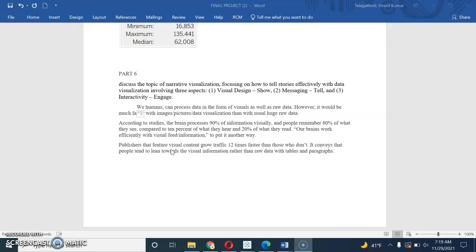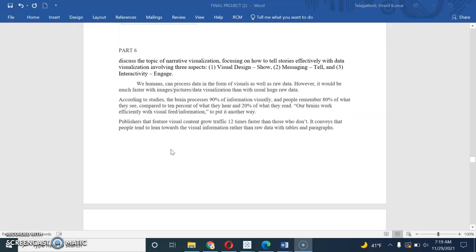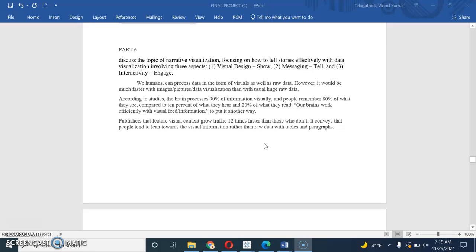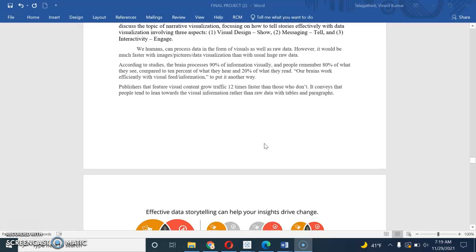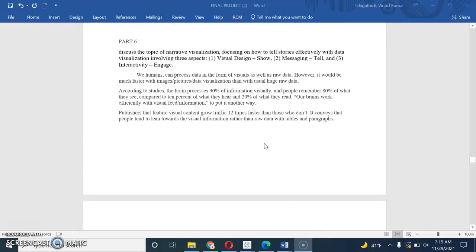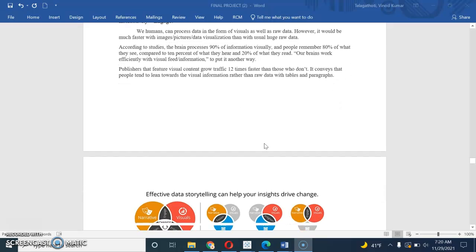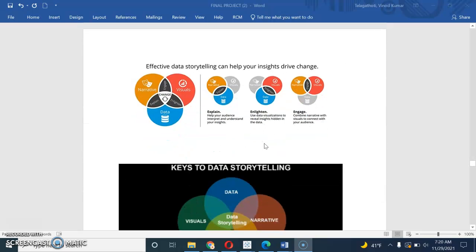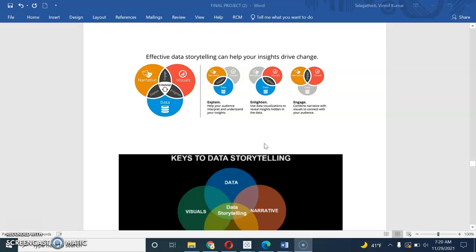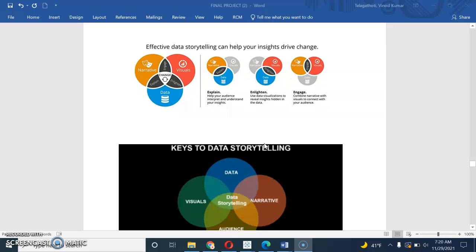This is another way to put it. Publishers that feature visual content grow traffic 12 times faster than those who don't. It conveys that people tend to lean towards visual information rather than raw data with tables and paragraphs. So visual design will convey our message more efficiently and interact with the audience more efficiently with data visualization. So effective data storytelling can help our insights drive change.